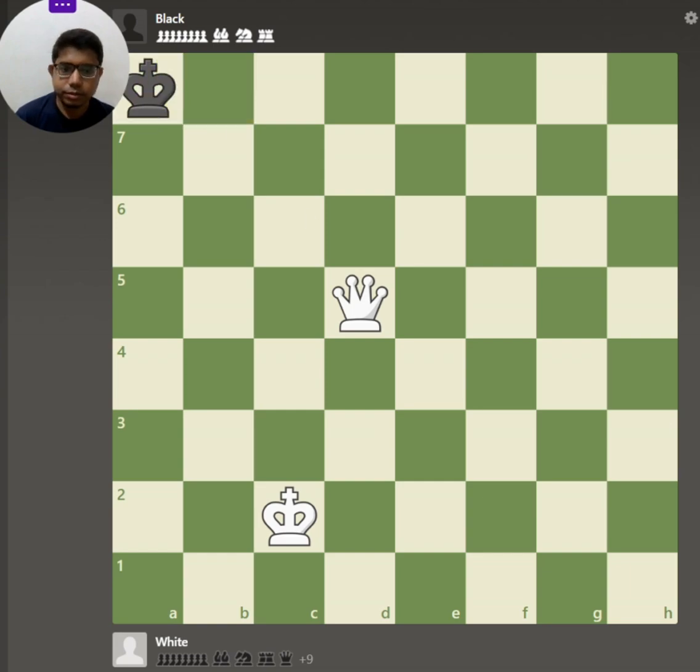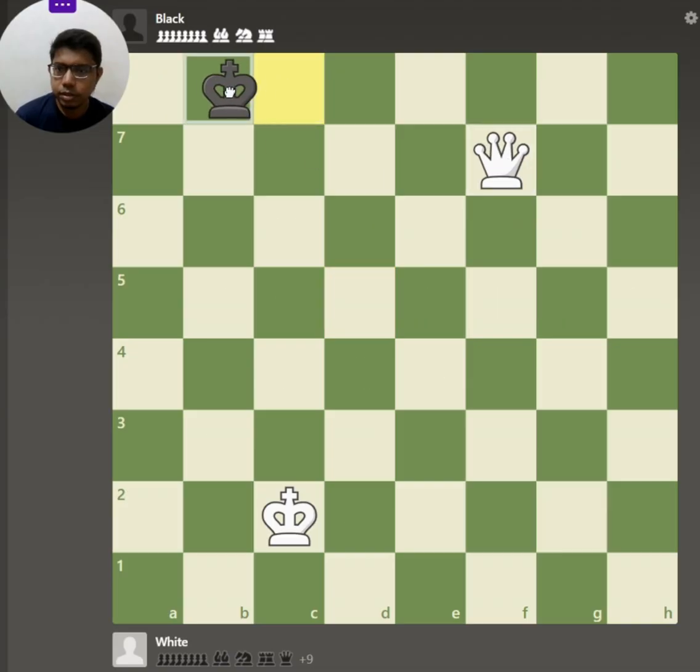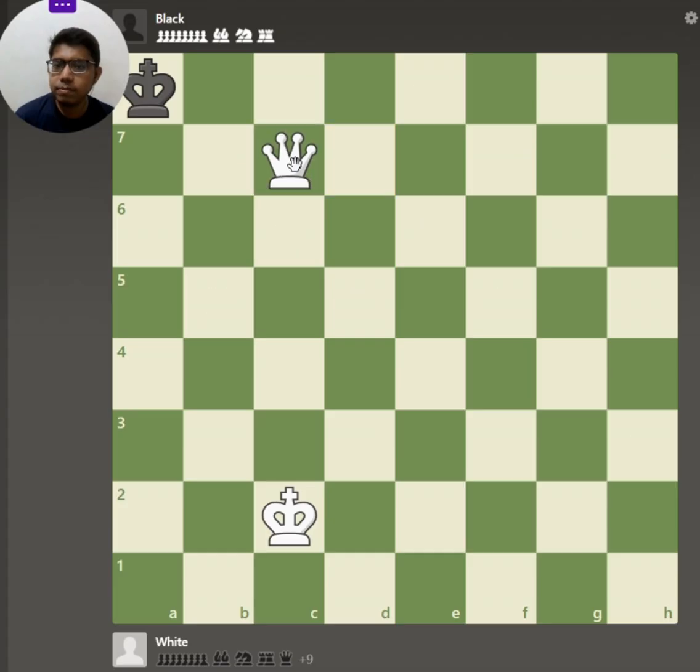They play this. I go there. They play this. I go there. They play this. Now, if I play this, it's actually stalemate, because this black king has no escape square and it's not in check, so it can't move there. So this is called stalemate.